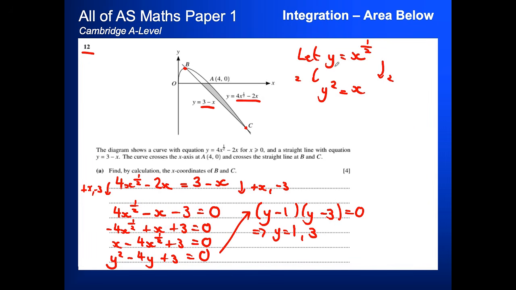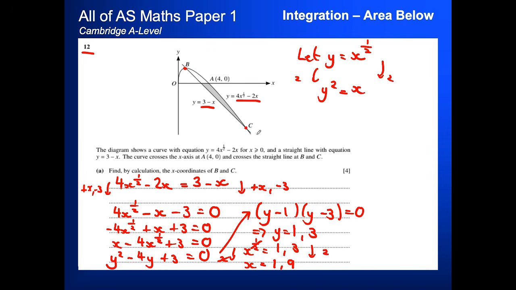And now we go back into this substitution. So we're going to replace the y with x to the power of a half. So that means x to the power of a half is equal to 1 or 3. And in order to get x on its own, we square both sides. And that will give us our x coordinate. This cancels. We get x is equal to, well, 1 squared is equal to 1. And then 3 squared is equal to 9.